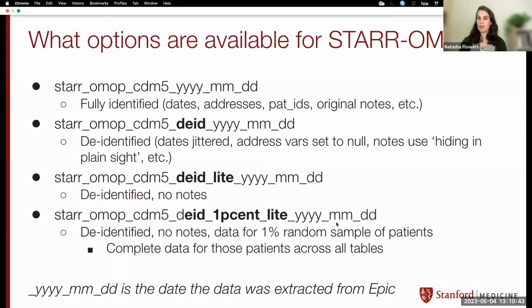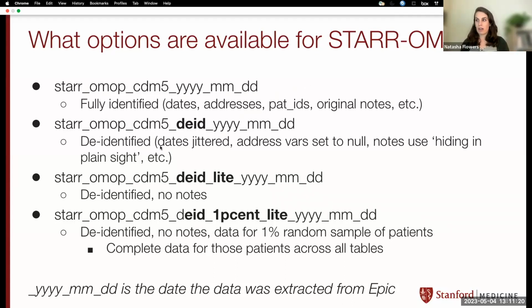So within OMOP and even within a given data cut, we have several different options that may or may not be available. So just to situate you in terms of this sort of universe of names, the main STARR-OMOP CDM5, that's like the version of the common data model that we're on, and then the date is the fully identified OMOP. So most of you are not going to be accessing that. That's sort of part of our process of coming from the source data and getting it ready for researchers. We go through this stage of having a fully identified OMOP. And so that contains the actual dates and addresses and the original patient IDs and notes and everything.